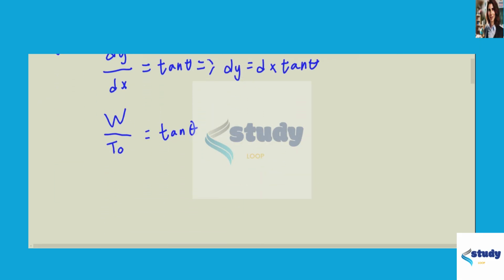So now we can write that this dx times the tangent of theta is equal to the weight divided by the tension T naught times dx. And on the side here, I'm going to write that we know that T naught is equal to the weight per unit length times the length c, and this weight W is equal to the weight per unit length times the length s.